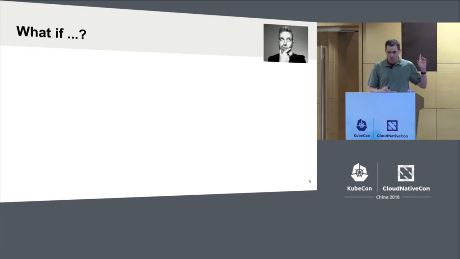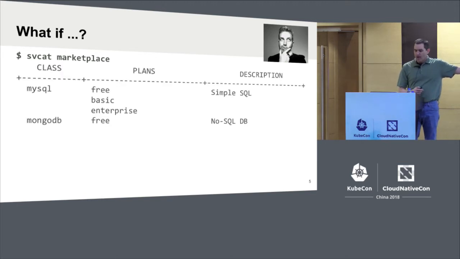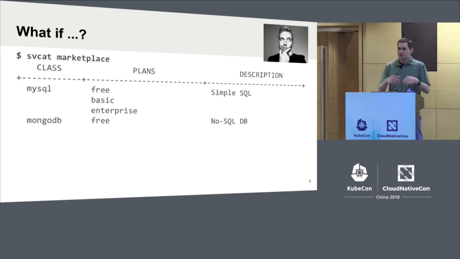So let's talk about a what-if type of scenario, okay? What if you, as an application developer, could run one single command, like svcat marketplace, and it returns a list of services that are available to you and, in essence, known to the platform. In this particular case, we have a MySQL database and a Mongo database. They have these things called plans, and you could think of plans as sort of like a quality of service kind of thing. Free is the low tier, and if you're going to pay for it, maybe you get higher quality of service, better HA, that kind of stuff, okay? So you have a list of services that are available to you.